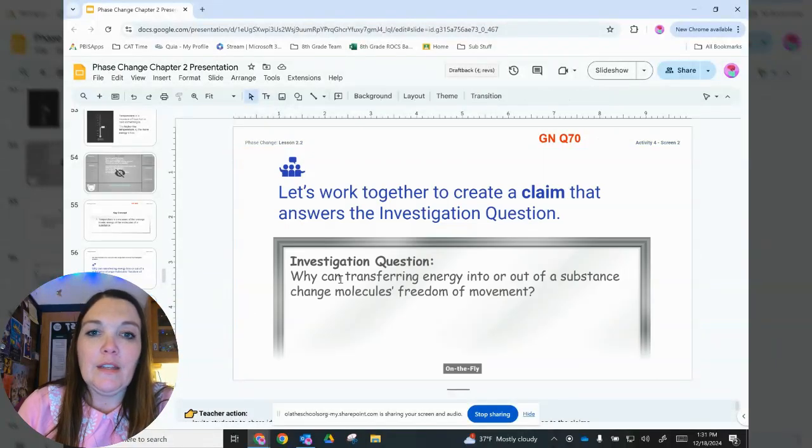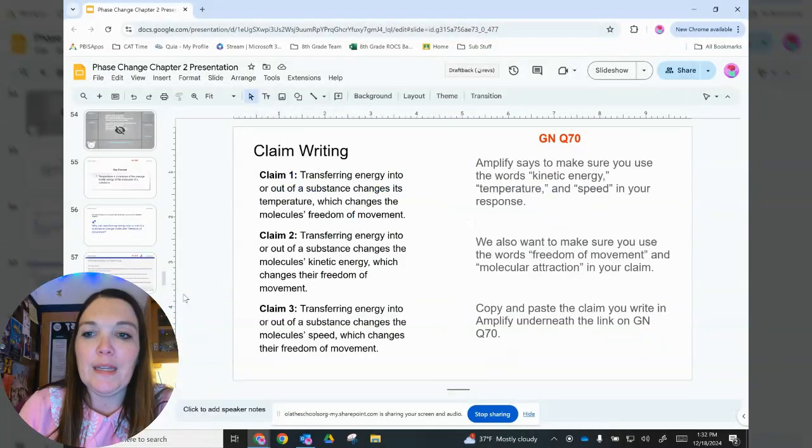Okay, then let's work together to create a claim that answers the investigation question. Why can transferring energy into or out of a substance change molecules' freedom of movement? Okay, so this is still question 70.